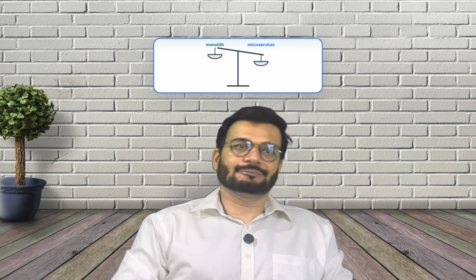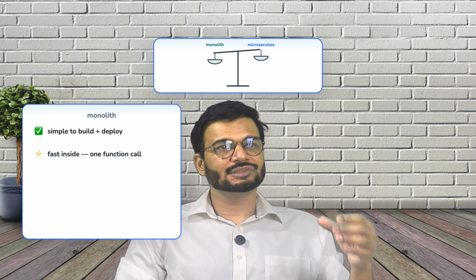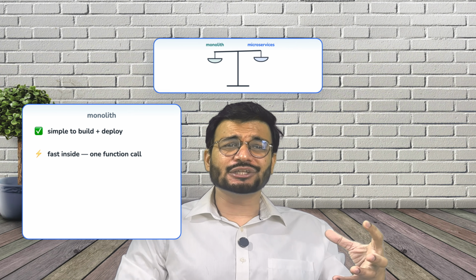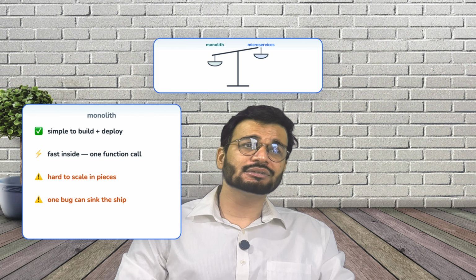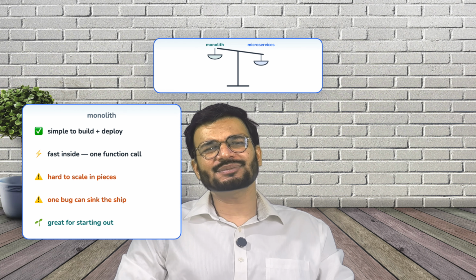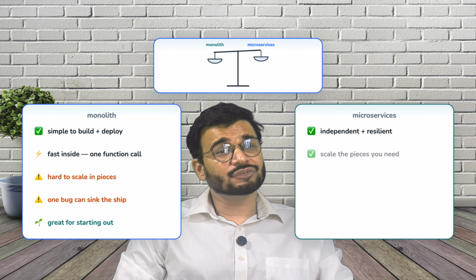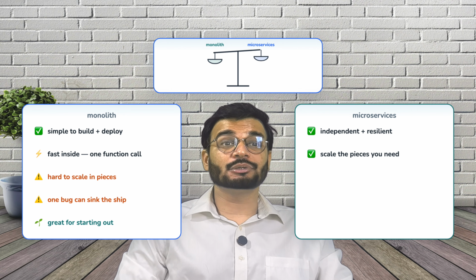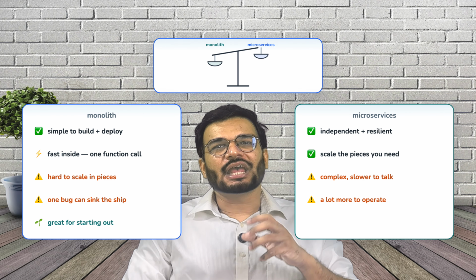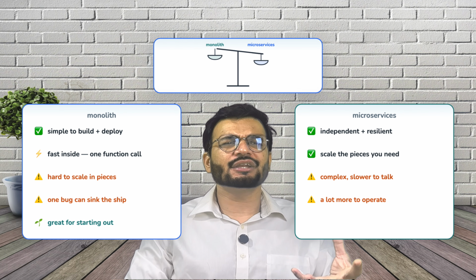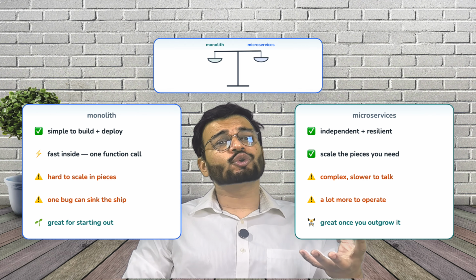So let's put it on the scale. Monolith is simple to build, simple to deploy, fast internally, but hard to scale in pieces. One bug can sink the ship. Great for starting out, small teams and most apps, honestly. But microservices are independent, resilient, scalable in pieces, great for big teams, but complex, slow to communicate, and a lot more to operate. They're great when you have genuinely outgrown the monolith.